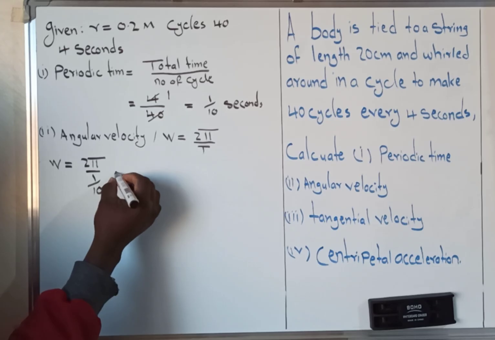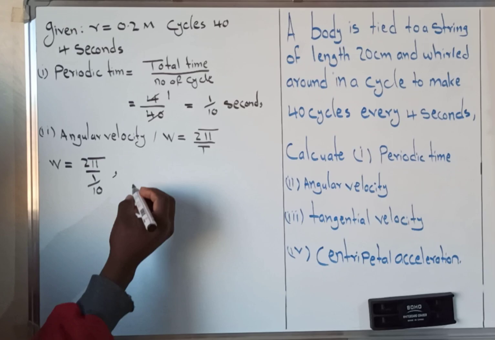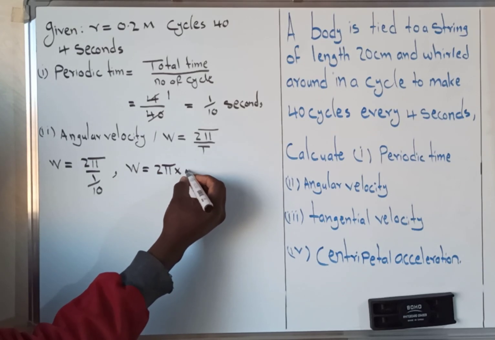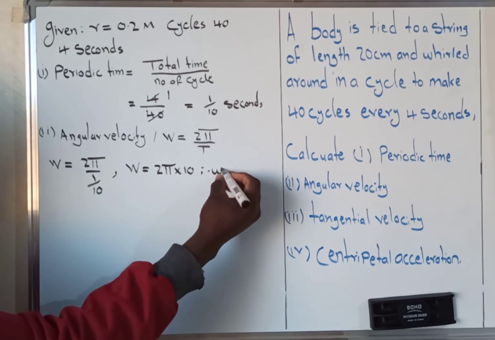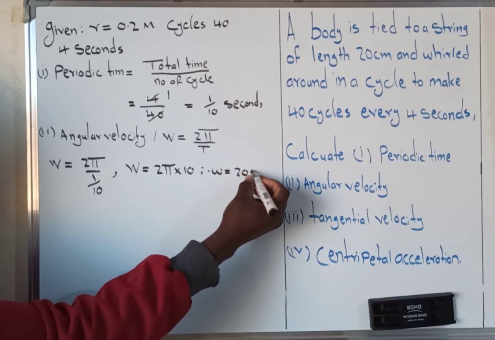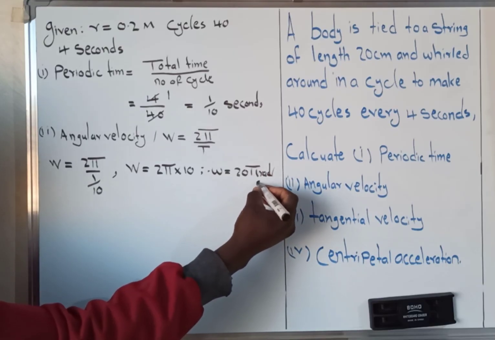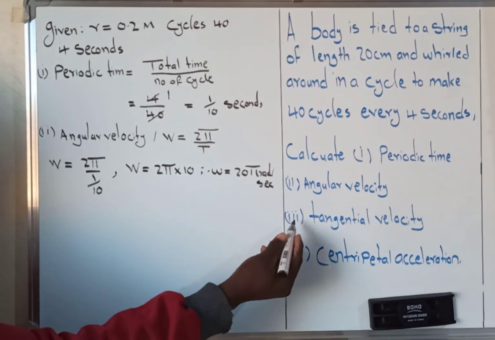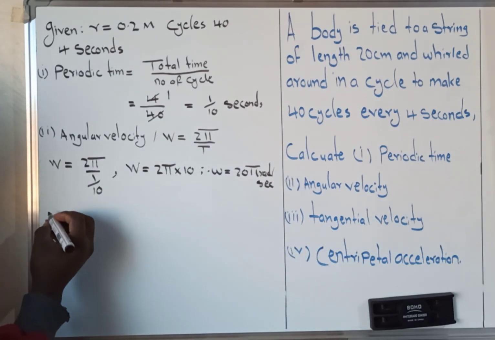So right now, we have to solve this mathematically. We take the 10 up and divide by 1. Which means we have w equal to 2 pi times 10. Therefore, angular velocity equal to 20 pi radians per second. This is the angular velocity. We already found it. Therefore, the third question says, calculate the tangential velocity.